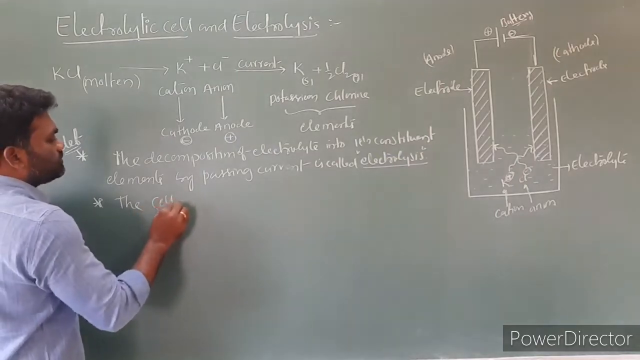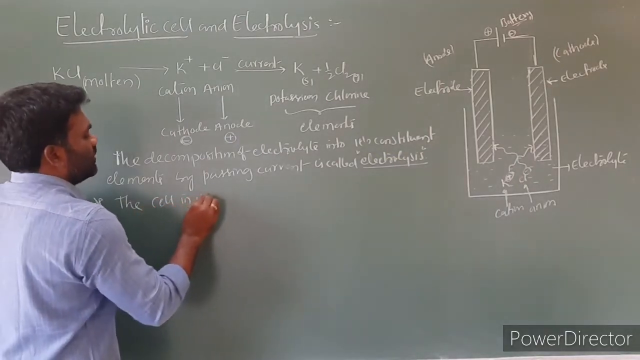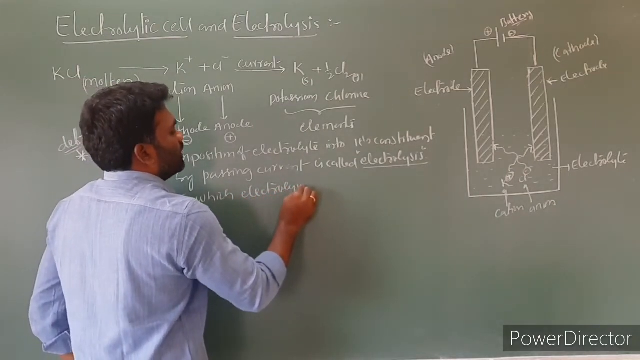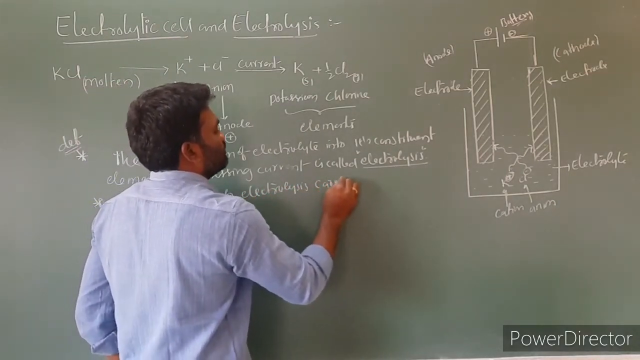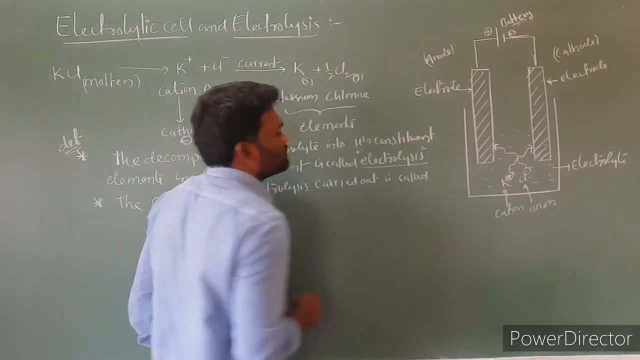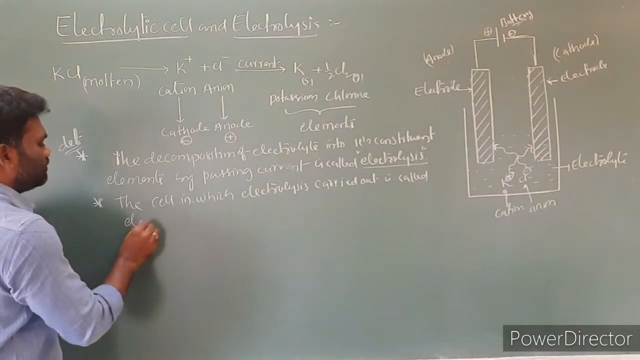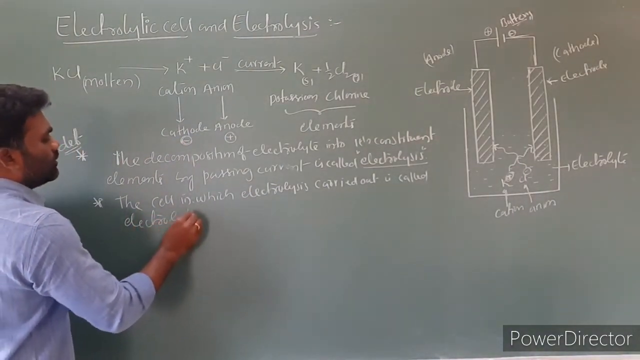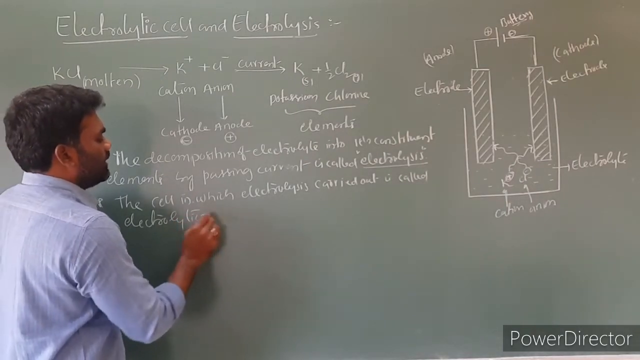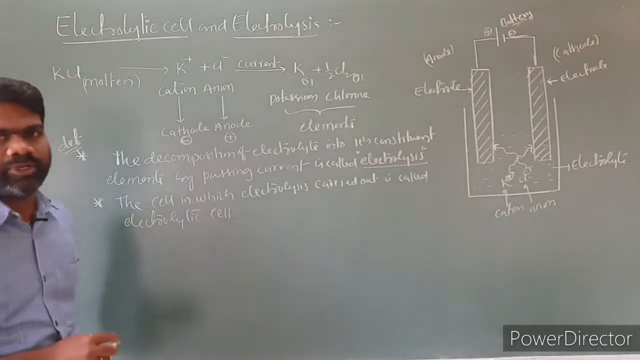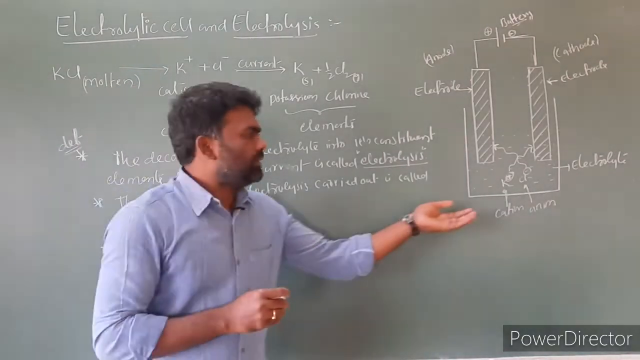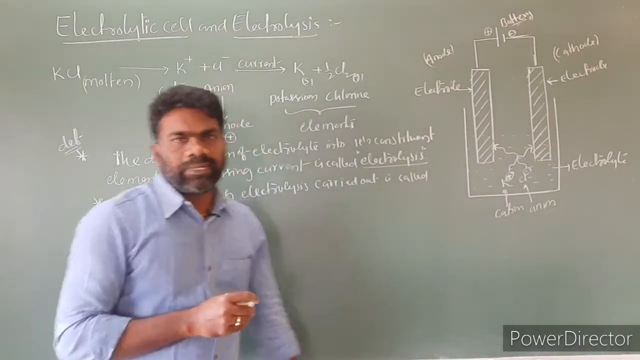The cell in which electrolysis is carried out is called an electrolytic cell. This is the second point. Next point, in an electrolytic cell, electrical energy is converted into chemical energy.